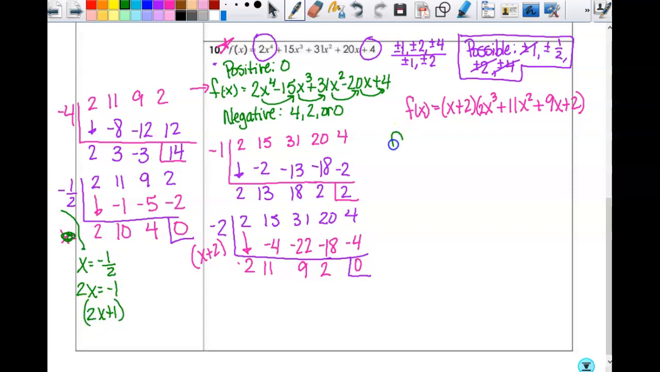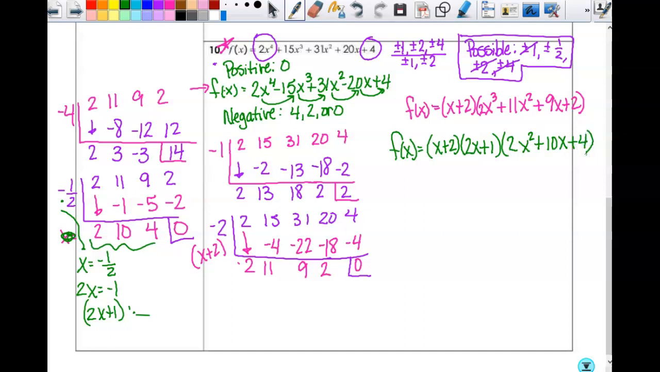So now over here, f of x is equal to, I've got x plus 2. This is the factor that I got out of that -1/2: 2x plus 1, because all my coefficients had to be whole numbers. Then this is the reduced version of that. It's going to be a quadratic, and I get 2x squared plus 10x plus 4.